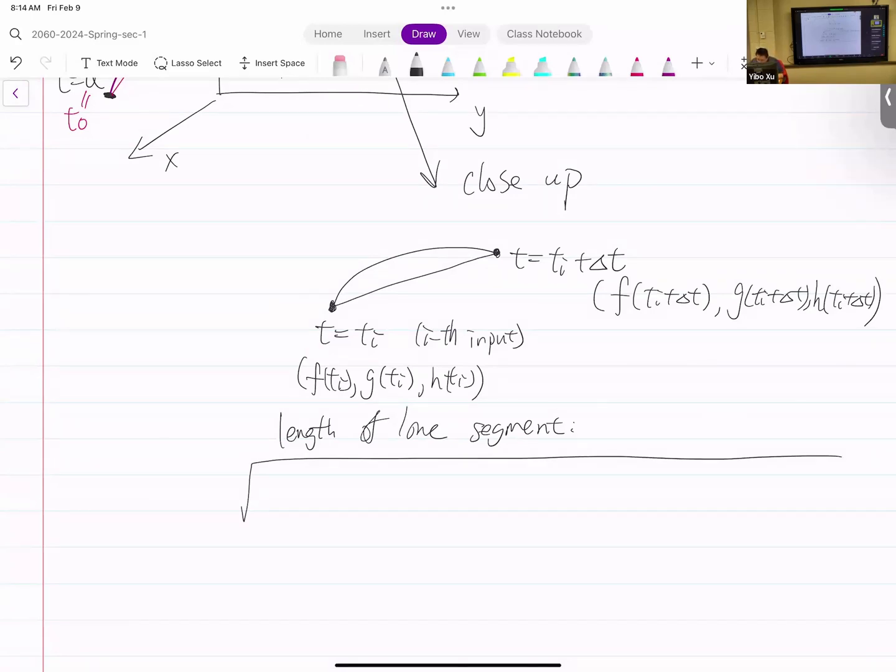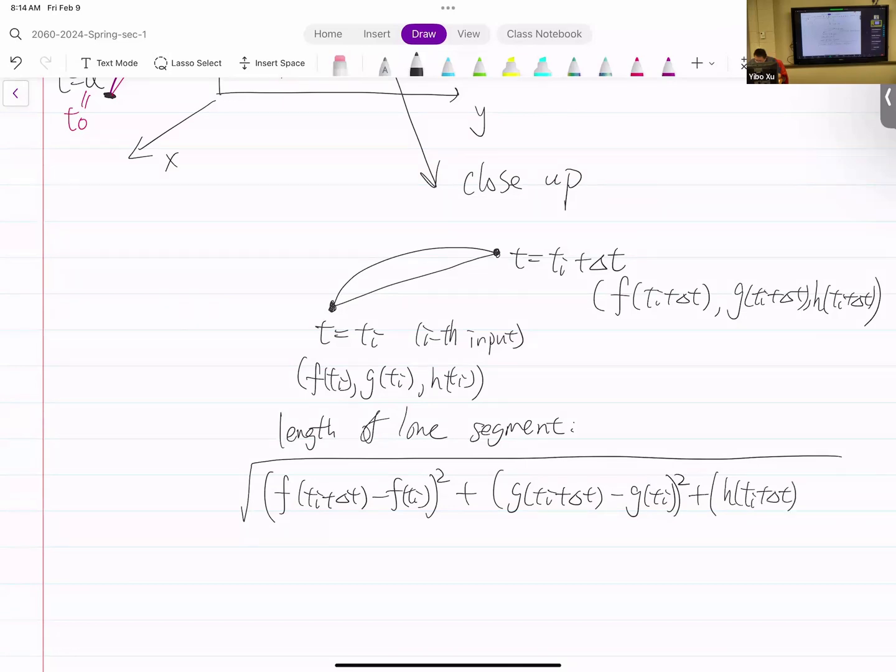And now we just do the changing of the coordinates. Okay, so f of t_i plus delta t minus f of t_i, squared, plus g of t_i plus delta t, the latter g coordinate minus the prior, within this bracket of the square, and then we have h of the latter minus h of the prior. So this is the exact length of the line segment.